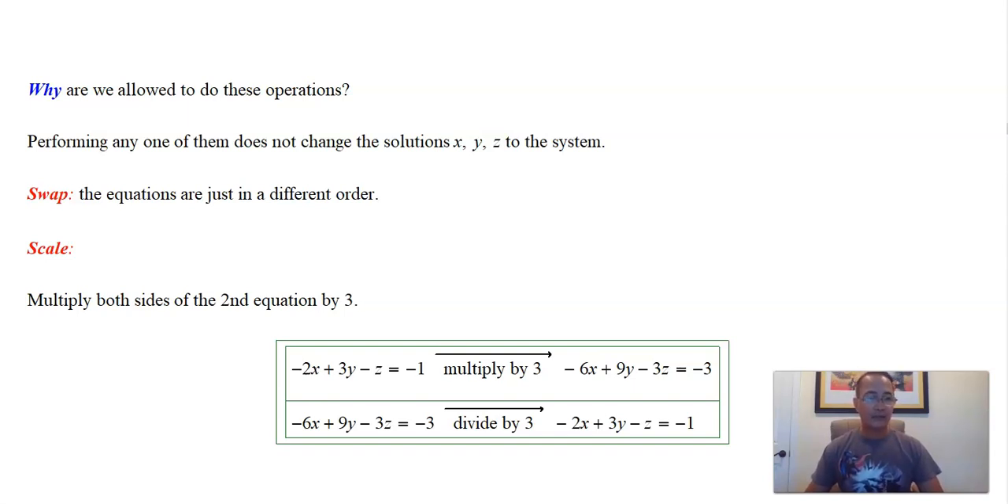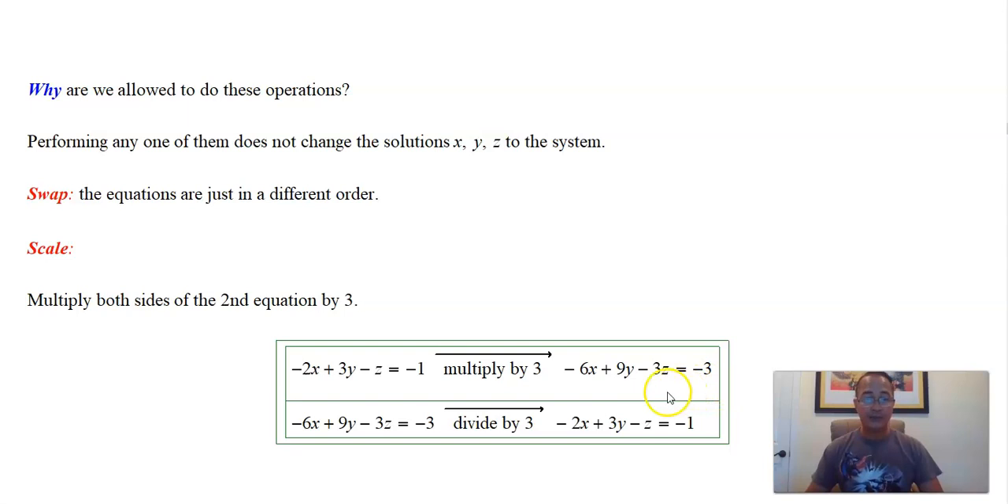Now, how about for a scale? What if we multiplied both sides of the second equation by 3? Then it becomes minus 6x plus 9y minus 3z equals negative 3. So if x, y, and z satisfy the first equation, then they also satisfy the second equation. That's the substitution principle. Multiply both sides of this equation by 3. If this equation is true, then this new equation is also true.